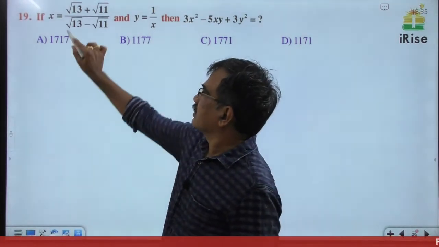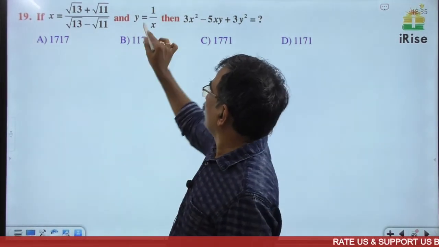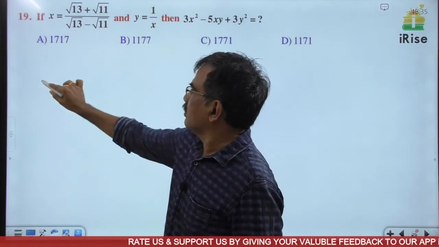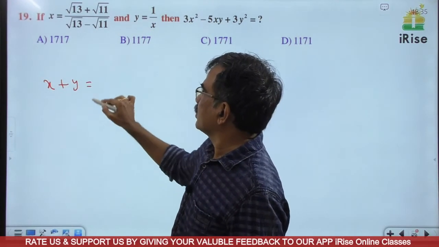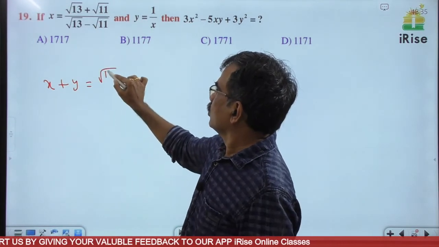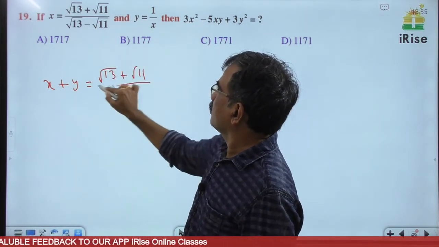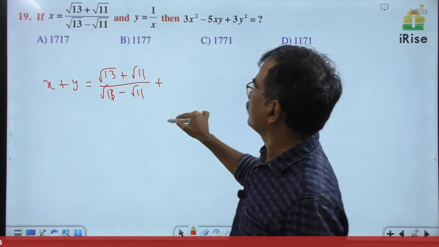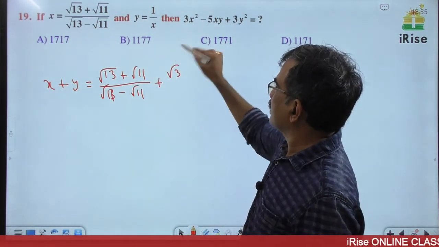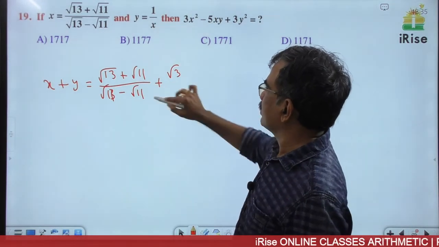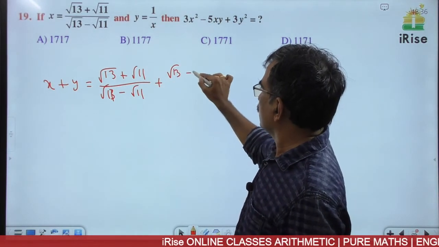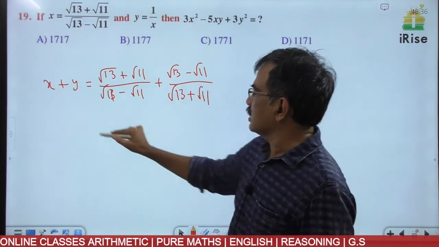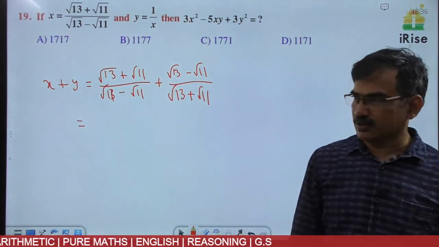Here, if x is equal to this, y is equal to 1 by x. Okay, x is this, then what is x plus y? X plus y is nothing but root 13 plus root 11 by root 13 minus root 11, plus root 13 minus root 11 by root 13 plus root 11, because y is the reciprocal of x. This is x plus y because y is 1 by x.